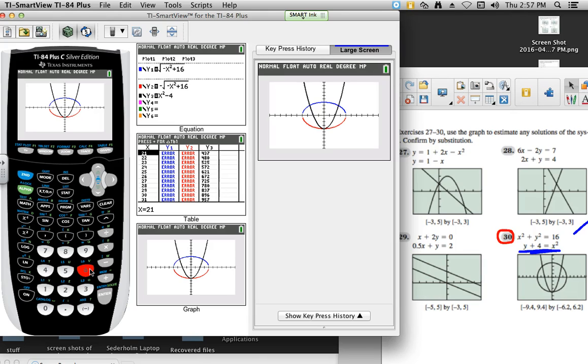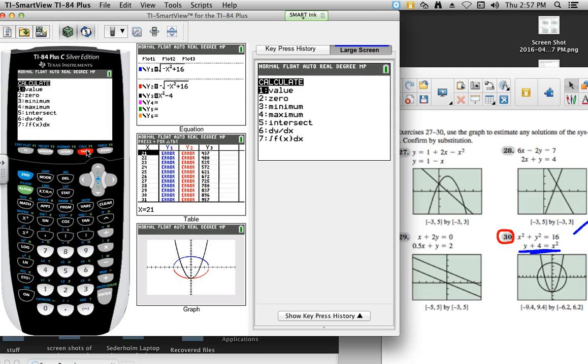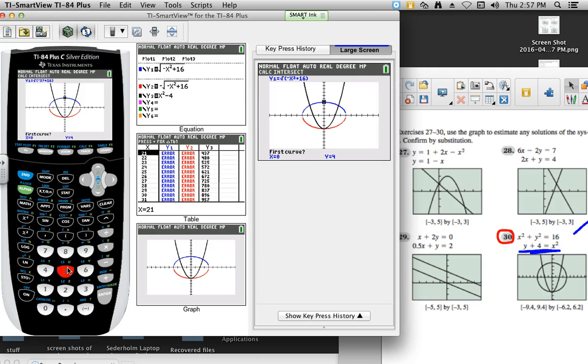So now when we hit second trace, number 5, intersection, sometimes it's kind of hard to get Blinky to go right where you want Blinky to go, especially when there's more than one. Well, in this case we had 2 equations that we had to use for 1. So I've got the blue going there, and I'm going to hit enter. But do you see how Blinky went down to the red? I don't want it on the red.